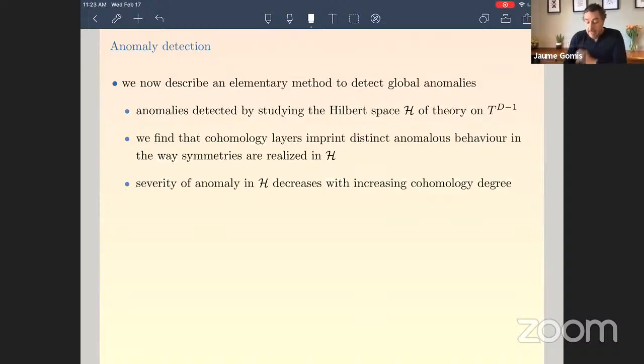Okay. As I said before, the cohomologies are built up by looking at contributions from various layers in these cobordism groups. And what we will find is that the various cohomology layers leave distinct anomalous imprints in the behavior of the symmetries in the Hilbert space. So different layers will have different characteristics in the way the symmetry is anomalous in the Hilbert space of the theory. Okay. And we will find that the severity of the anomaly in the Hilbert space decreases with increasing cohomology degree. And you will see in detail what I mean by that.